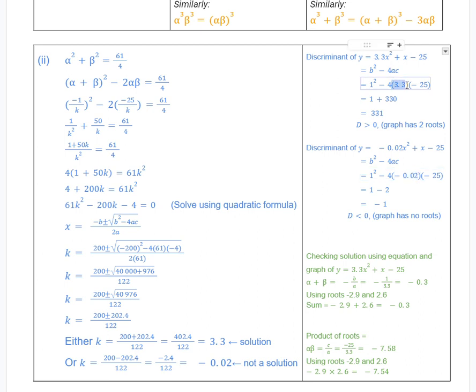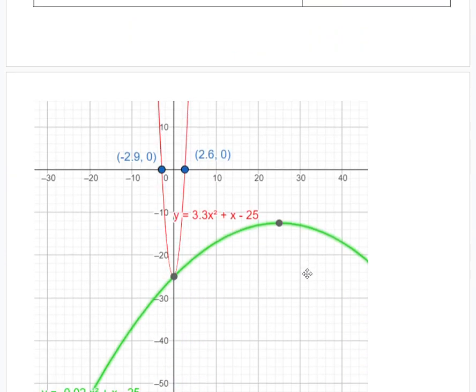I feel like I may have said something wrong earlier. The A value is 3.3. So here our discriminant turns out to be a negative number, which means this graph has no roots. You can't have a sum and product of roots if you have no roots. So this graph here is the one with the two roots that would have the sum and product being certain values.